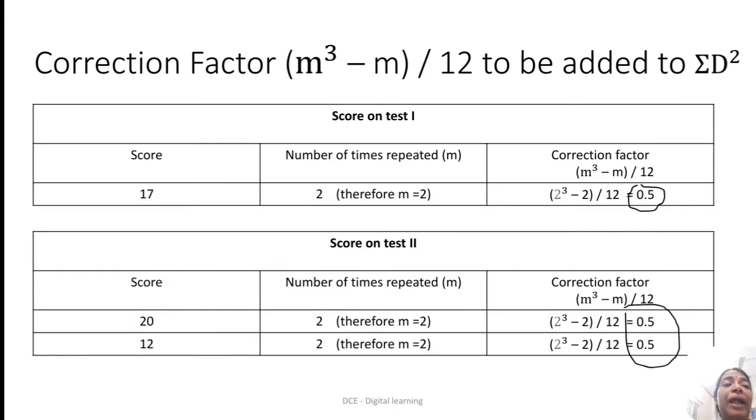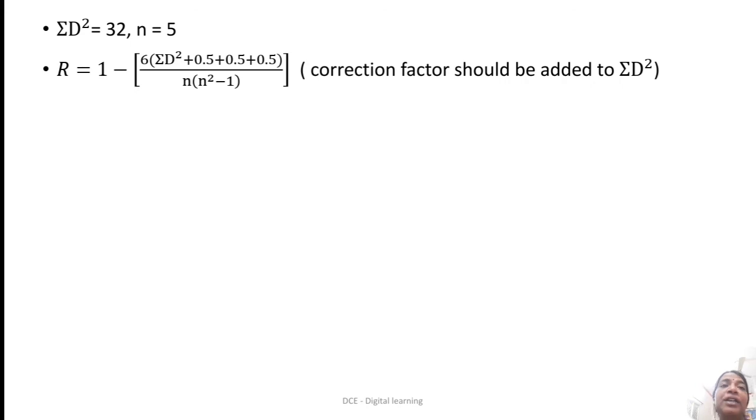Now we have to add 0.5, 0.5, 0.5, that is 1.5 to summation D square. We already know that summation D square is 32. N is equal to 5. Okay. So correction factor I have added. See the formula. 6 into summation D square plus 0.5 plus 0.5 plus 0.5. So it becomes 1.5, which you are adding to 32. So it will become how much? 32 plus 1.5 will become 33.5.